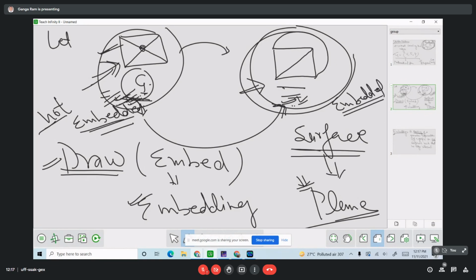Embedded means a geometric representation. Yes, this same graph will remain. Both are isomorphic to each other. It may exist, it may not exist. It is not possible that every graph can be embedded. Okay, it is not necessary that every graph can be embedded. Okay, so I use the word if there exists.